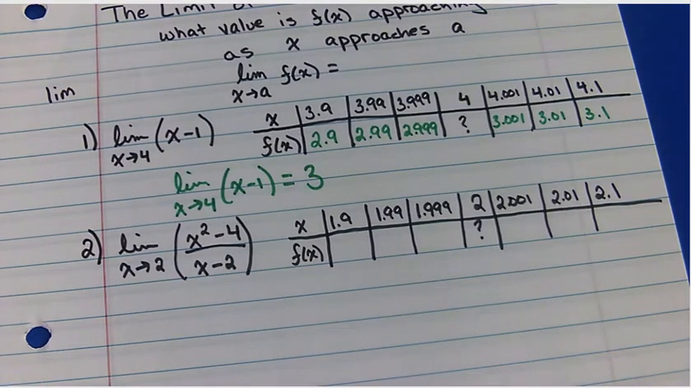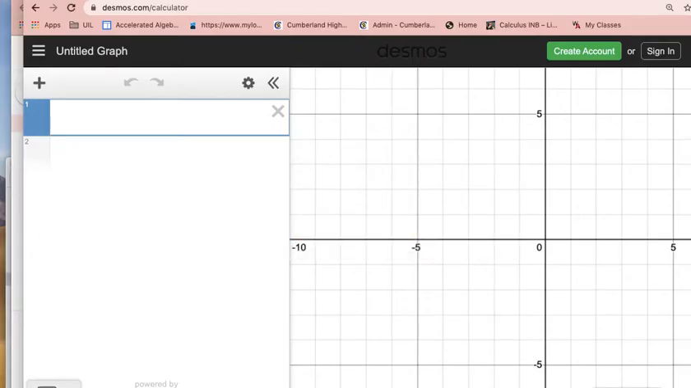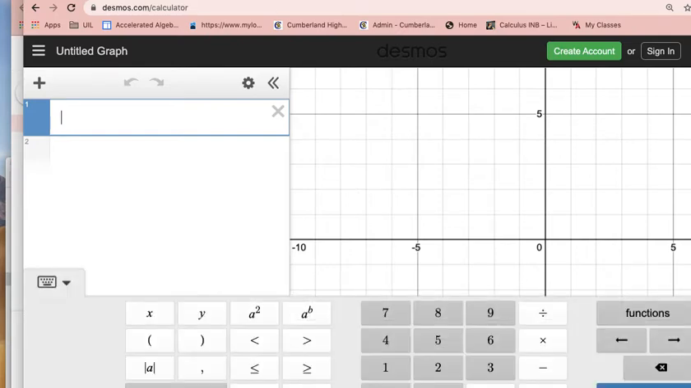Now for this, I might use a calculator. And you're welcome to use a graphing calculator if you like. I'm going to show you how you could use Desmos as well. So my function is x squared minus 4 over x minus 2. So I'm going to make a fraction. And if I show the keypad, oh, I thought it was in there. It's not.